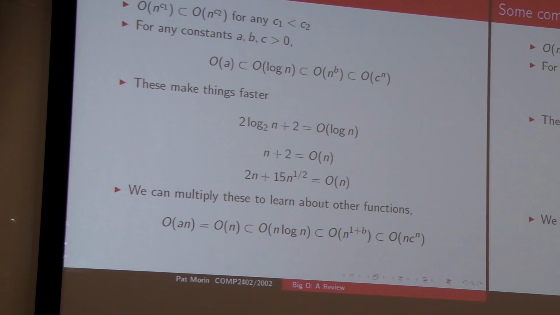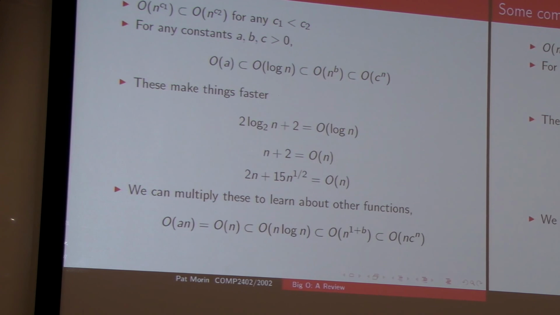And sometimes you don't get something that fits into this pattern. The nice thing is you can multiply these things by any positive value and they still remain true. So, for example, let's multiply that whole string of inclusions by n, and you get that O of n is a subset of O of n log n, right? That's what happens when we multiply this by n.